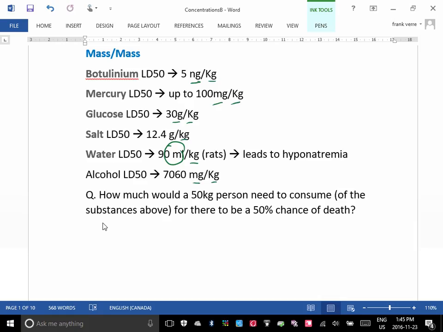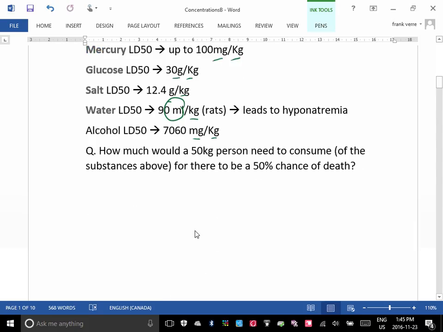It just says that if people have that concentration of a toxin in their body, then the LD50 is the concentration you have to have of that toxin in your body that gives you a 50% chance of dying. So, how much would a 50 kilogram person need to consume for there to be a 50% chance of death?